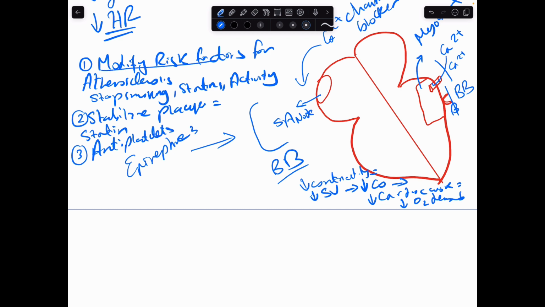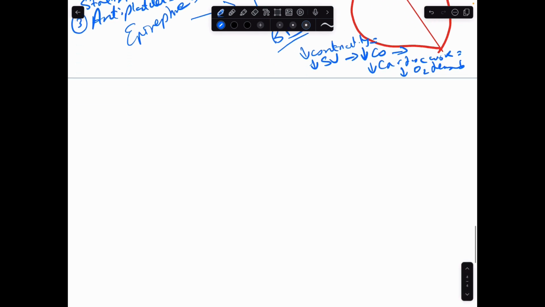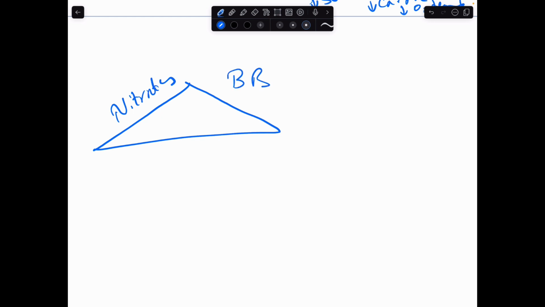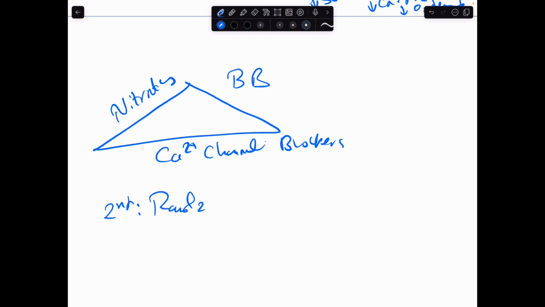But we're not going to be talking about any of these drugs today. We're just going to be talking about anti-anginals. The three basic anti-anginals that we're going to talk about in detail are essentially nitrates, beta blockers, and calcium channel blockers. Others that we're going to talk about are the second line, which is essentially ranolazine, nicorandil, and trimetazidine.